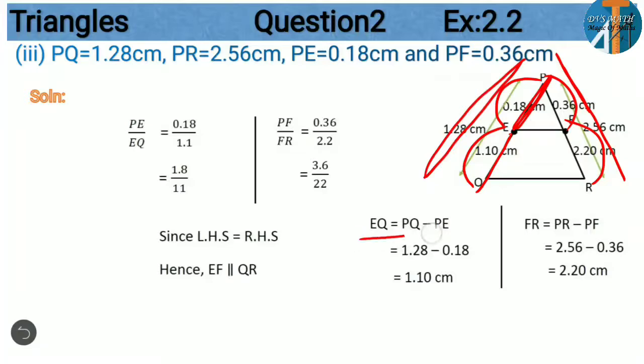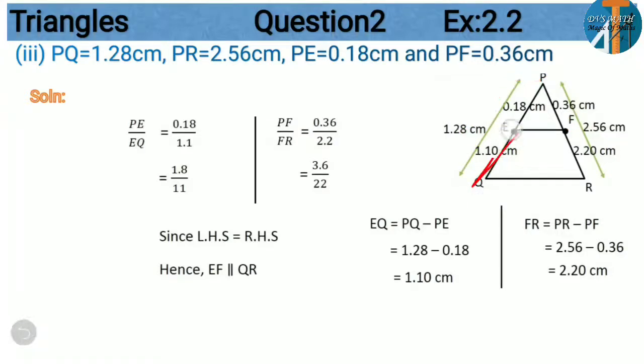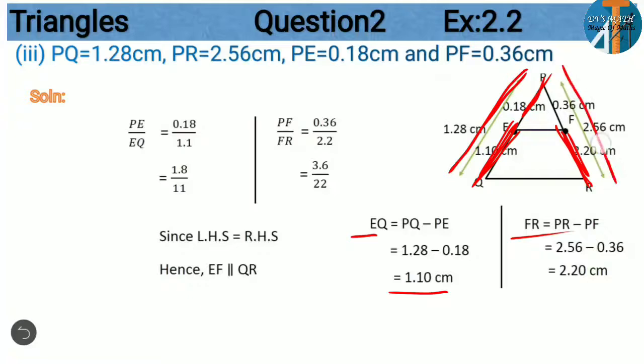So let's take that. Here you have to find EQ and FR. So for EQ, we are taking the total PQ minus PE. So PQ minus PE, you will get 1.28 minus 0.18. You will get 1.10. Here also you have to find FR. So you will get the total PR minus PF. Now if you substitute 2.56 minus 0.36, you will get 2.20.